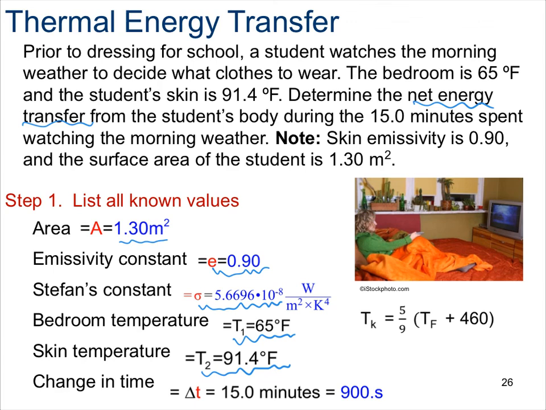And then we need to convert Fahrenheit to Kelvin, remember. So here's your formula for converting to Kelvin when given Fahrenheit. The temperature in Kelvin is equivalent to 5/9 times the temperature in Fahrenheit plus 460. And our change in time, delta t, was 15 minutes. We need to convert that to seconds, which would be 900 seconds.